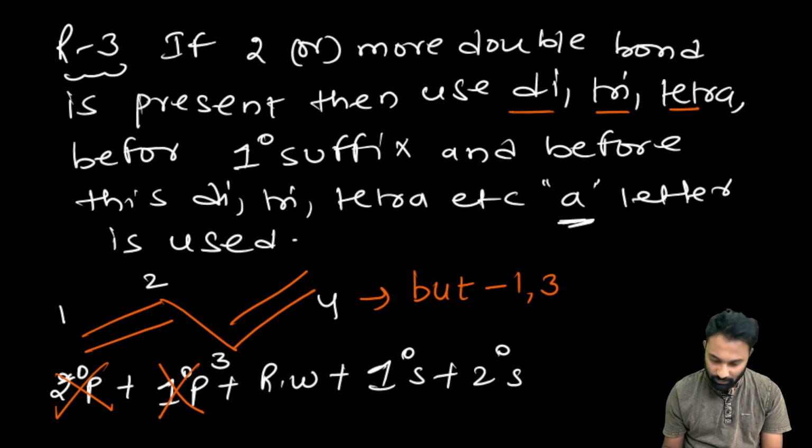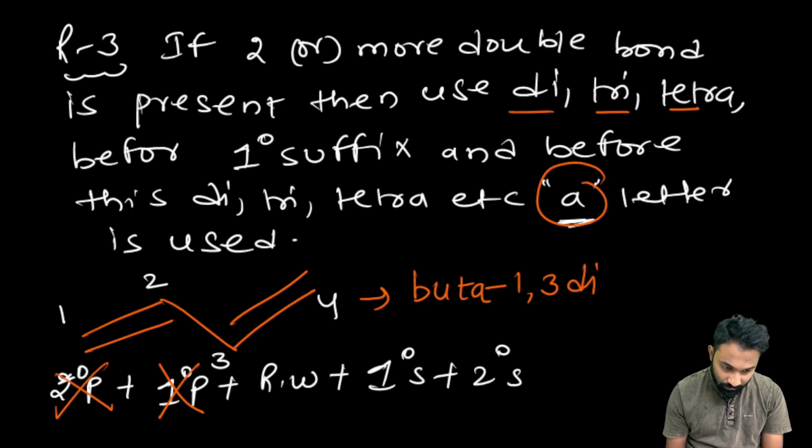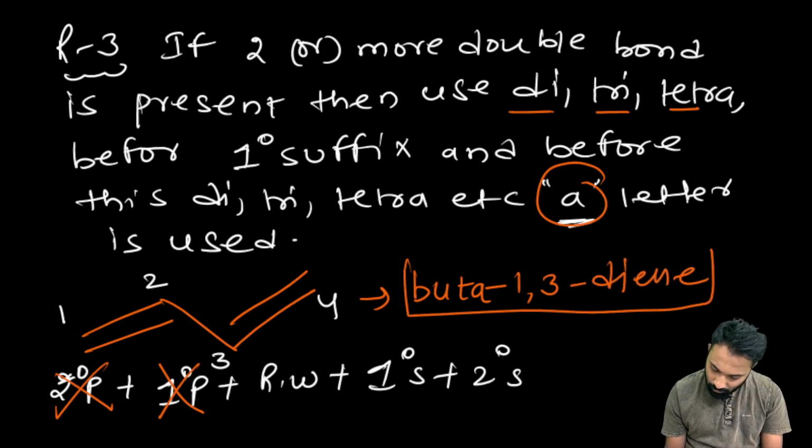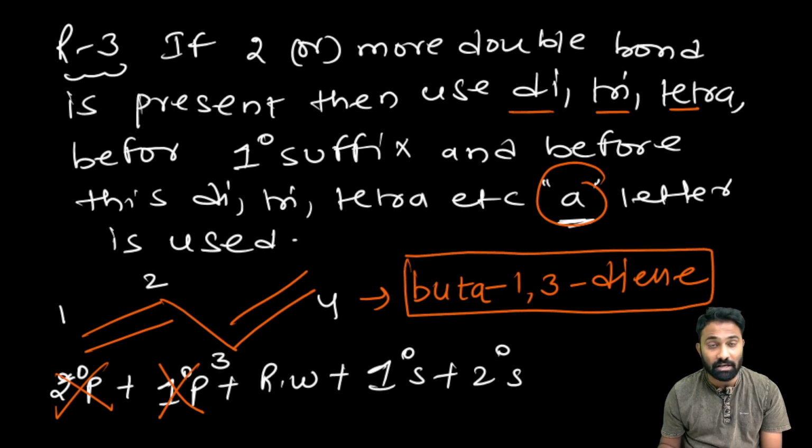A letter is used. For the 1 degree suffix, if you write it as but-ene, for that one a letter is used, right? If the 2 double bonds are there, then it will become buta. And in the 1 and 3 positions we are having the double bond. 1, 3 diene. 1, 3 diene means this compound name will be buta-1,3-diene. This is very, very important.